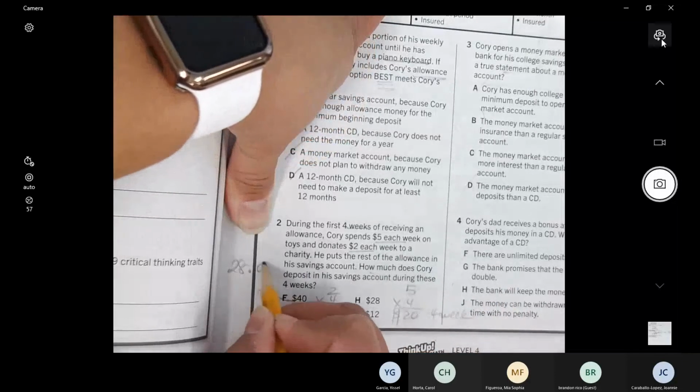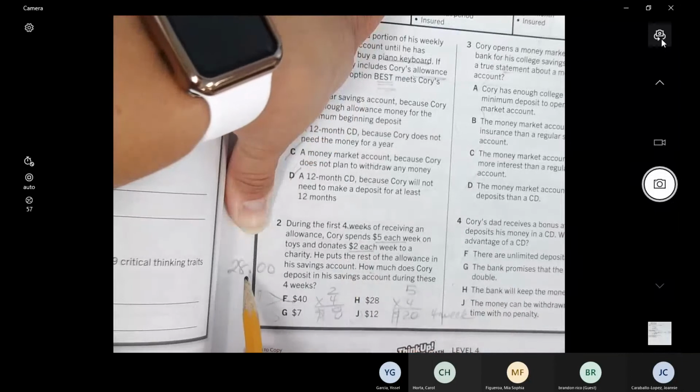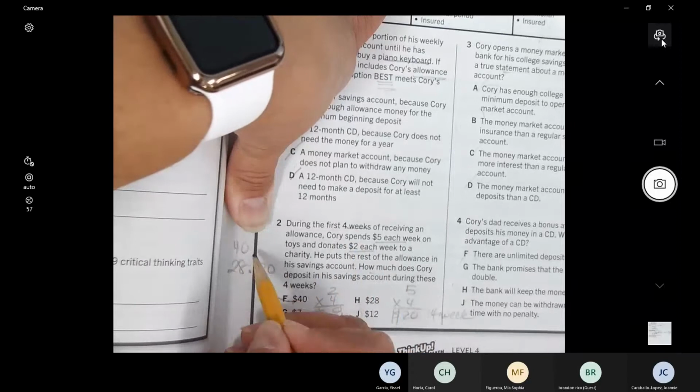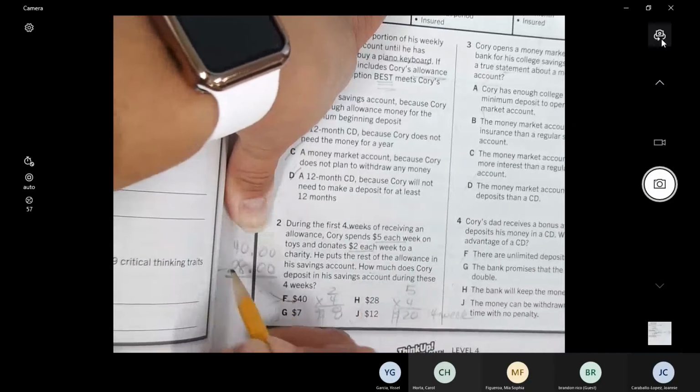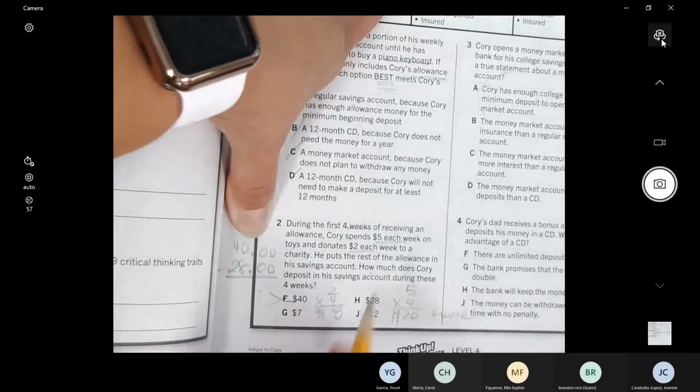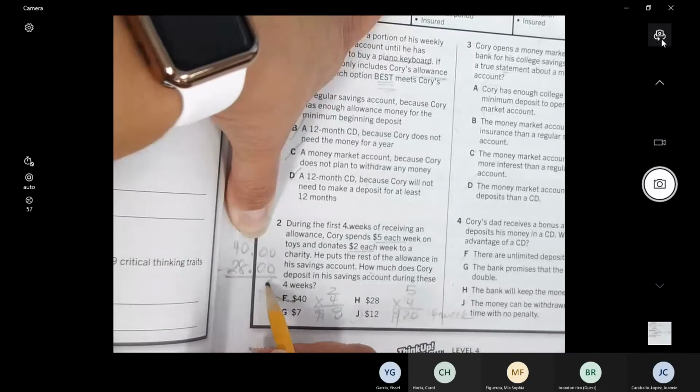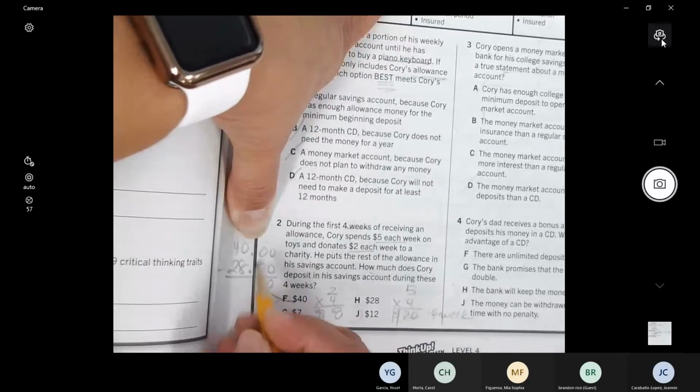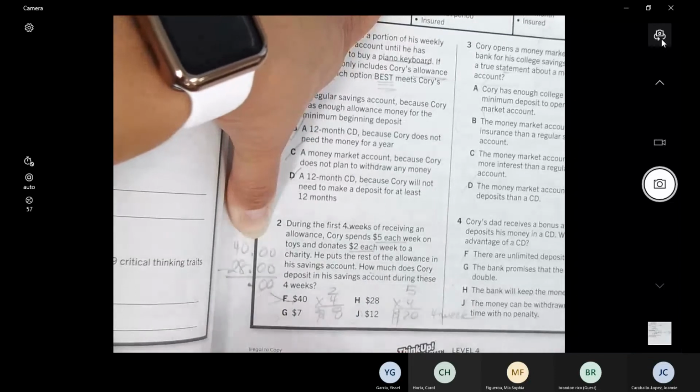28. So now I'm going to subtract that from the total amount, which was what? $40, which is the money that he would have gotten in his allowance. So I'm going to subtract 0 minus 0 is 0. 0, bring down my decimal point, which is very important.